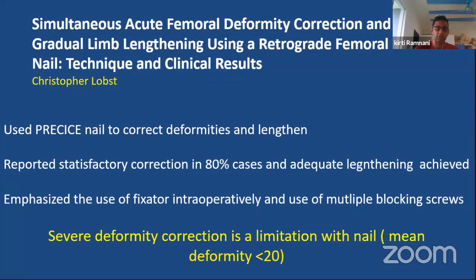When I read the two studies, I found that in both of them the mean angle of deformity was not more than 20 degrees. For severe deformities, using a nail to achieve deformity correction as well as lengthening becomes a little bit difficult. Also, this study emphasized the use of polar screws, which are multiple blocking screws, to achieve a good correction so that they could control the passage of the nail in the intramedullary canal. And they also used a temporary intraoperative fixator to assist with the correction.